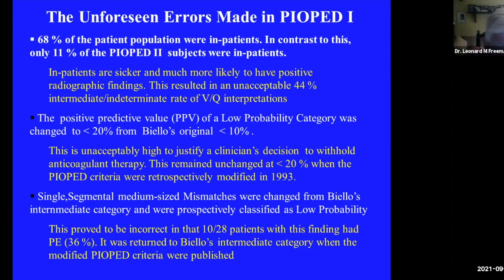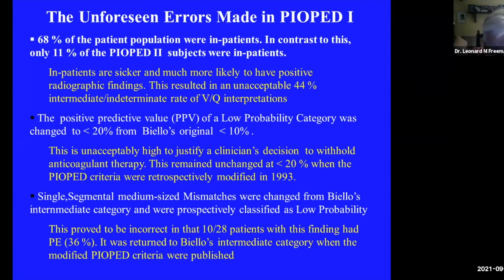And to this day, for people who use probability interpretations, it's still a bit of a problem. The single segmental medium-sized mismatch was changed from Biello's intermediate and made low probability. Well, that's a mistake also. Here you see 10 of 28 patients with this finding had PE. So this was a problem.